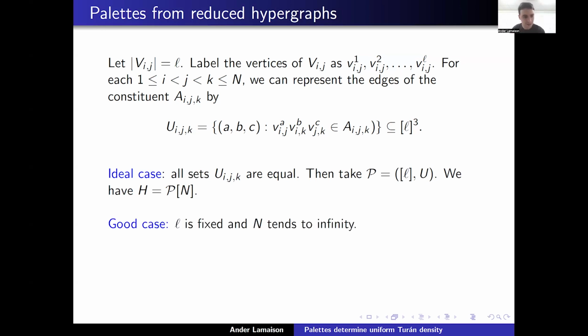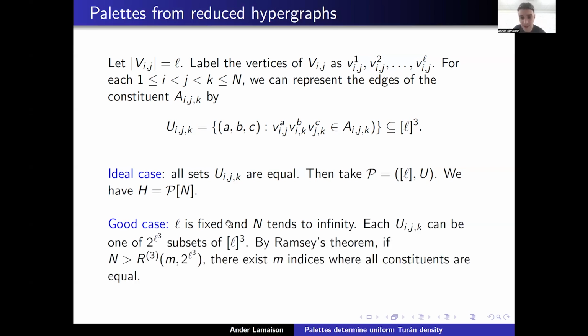The good case is if, okay, not all of them are different, but what happens is that as n tends to infinity, the size of the vertex sets remains fixed. Well, in that case, there's only finitely many, a bounded number of possibilities that each constituent can be. So by Ramsey's theorem, we can find a large subcollection of indices such that every triple of indices induces the exact same constituent, and that reduces us back to the ideal case. So this case would still, if we can reduce to the good case, we are still done.